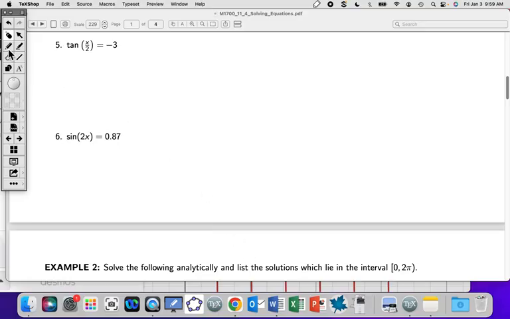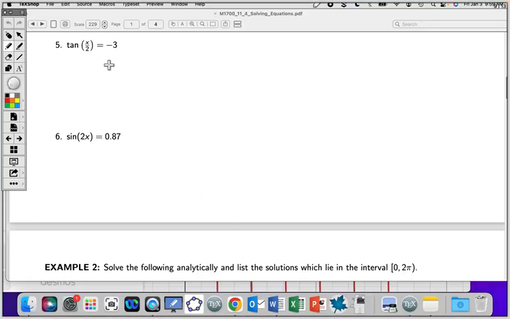All right, let's look at example number 5. I've got the tangent of x over 2 equals negative 3. The first question is, is that a good number for tangent? The answer is yes. Remember, the range of tangent and cotangent is all real numbers. So any number you have in there is going to be good.